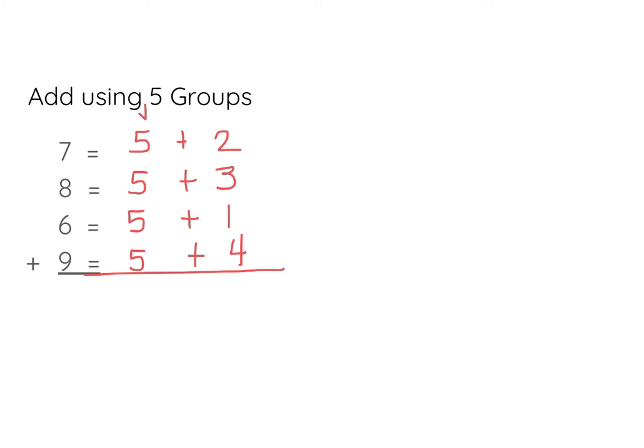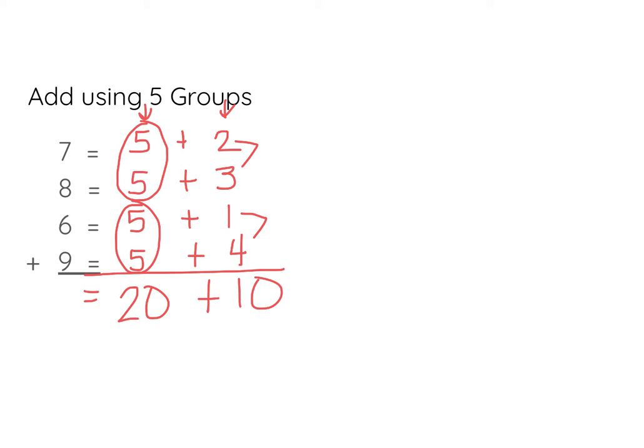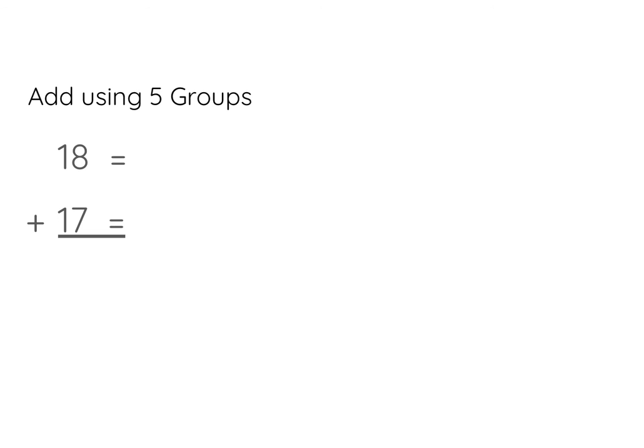Now we're going to add the 5 column. So notice 5 and 5 is 10. 5 and 5 is 10. So it's 20. Now we're going to add the ones column, the leftovers here. Notice I have a 1 plus 4 equals a 5 and a 2 plus 3 equals a 5. So that's a 10. So 7 plus 8 plus 6 plus 9 equals a 30. Great. Now let's start doing them with 2-digit numbers.